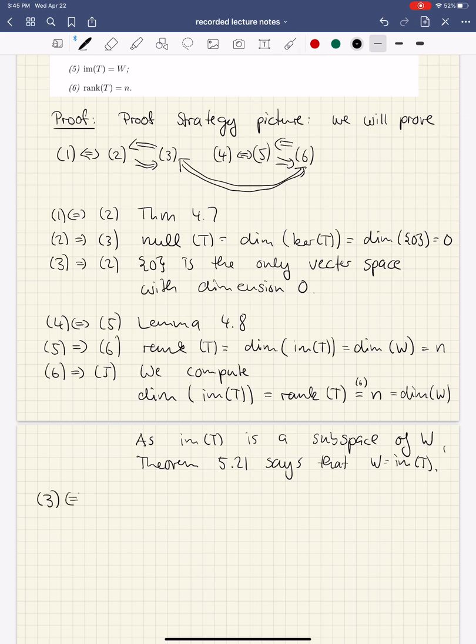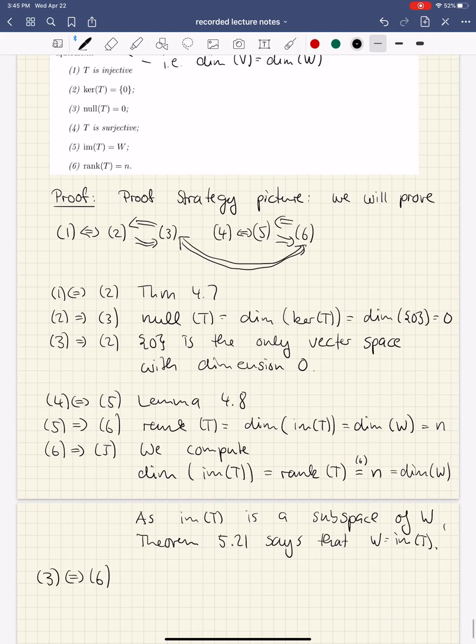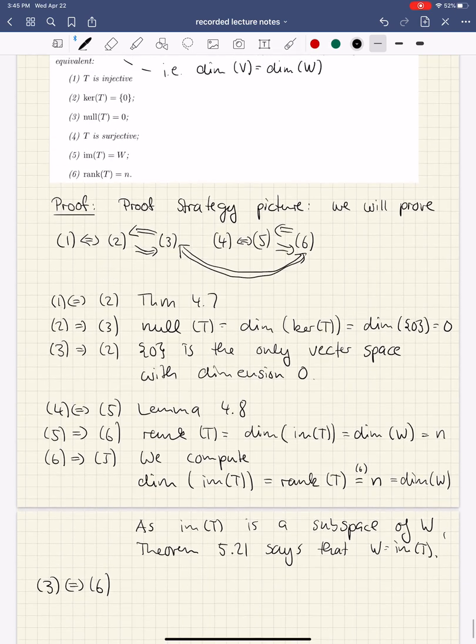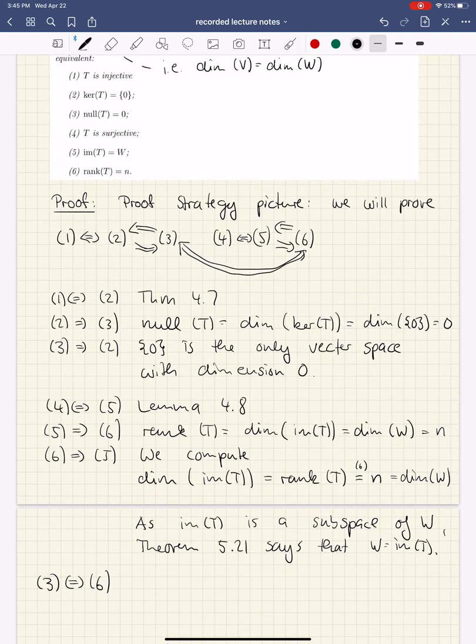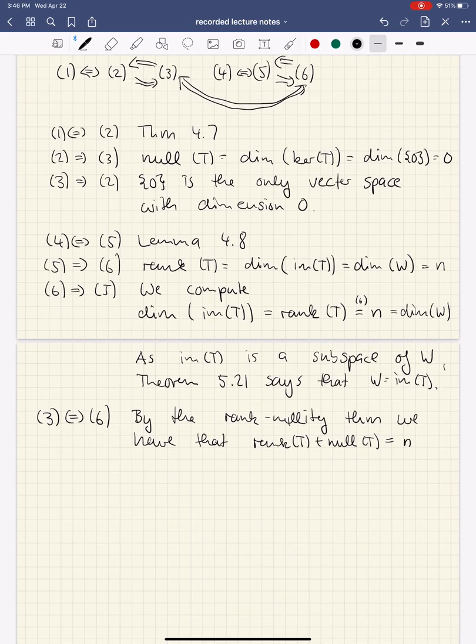So we want to show that 3 is the same as 6. And this is where the rank-nullity theorem will help us. I want to keep those up there, sorry. So 6 says the rank is everything, and 3 says the nullity is 0. Okay, so by the rank-nullity theorem, what do we have? We have that the rank of T plus the nullity of T is equal to the dimension of V, which was n.